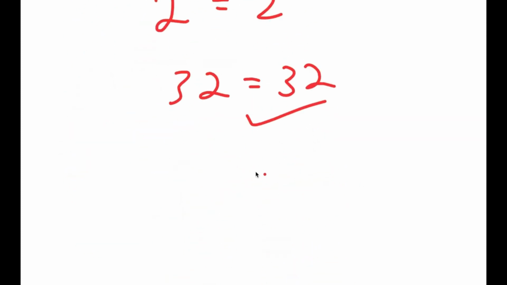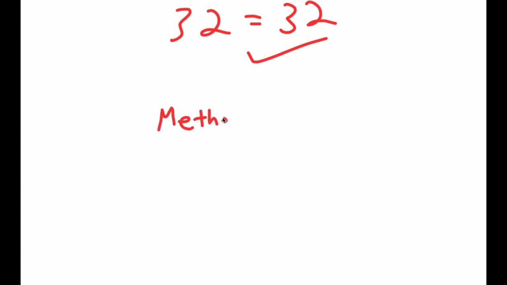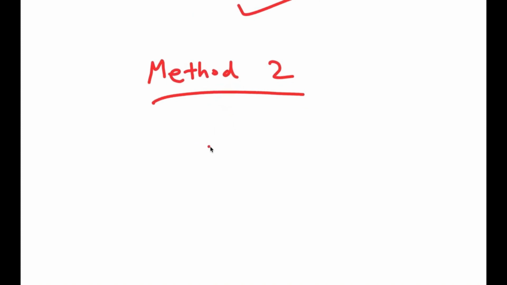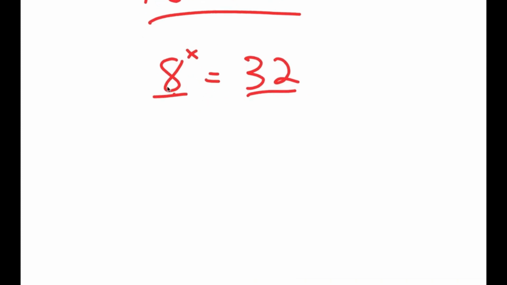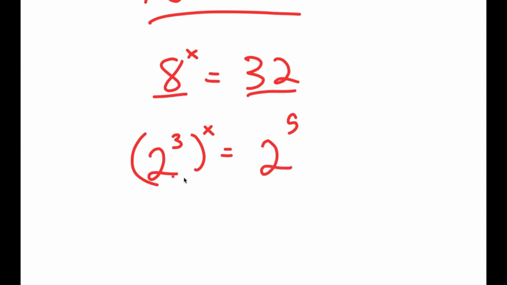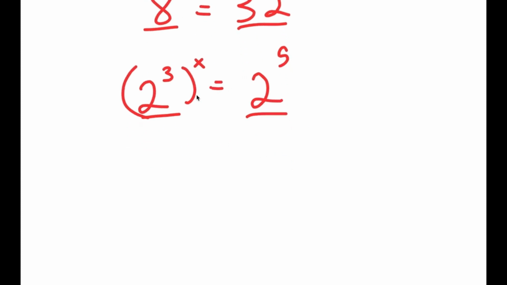This is right. Now, I also have a second method of solving this problem. So for the second method, we have the same equation, 8 to the power of x is equal to 32, and this is a simpler method. So for this method, I'm actually just going to start by rewriting these two numbers. So 8, I'm going to rewrite as 2 to the power of 3. And 32, I'm going to rewrite as 2 to the power of 5. So I'm rewriting both of these as the same bases, which now makes them much easier to solve.